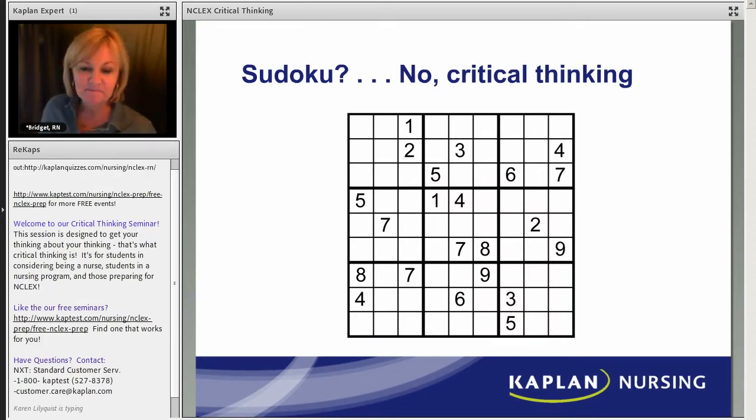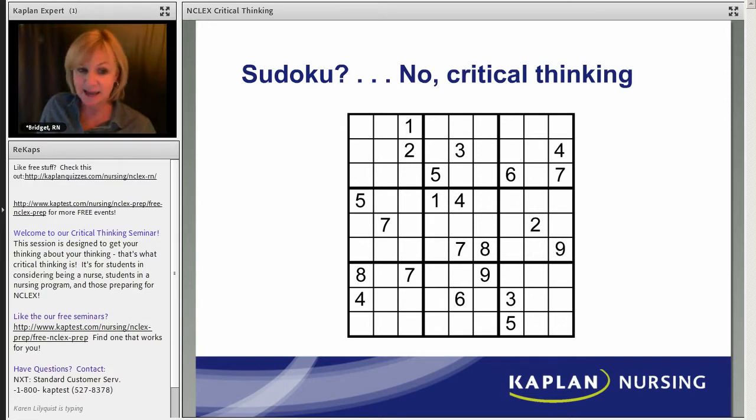This is a game called Sudoku. Now, this is not a game that I like. This is not one of my favorite games, but this is a game of critical thinking. Karen loves this game, and it's something that she likes to do often, and she finds it relaxing. For me, this is not a relaxing game. So if you don't like this game, it doesn't mean you're not a good critical thinker. But I want to explain to you why this is critical thinking.